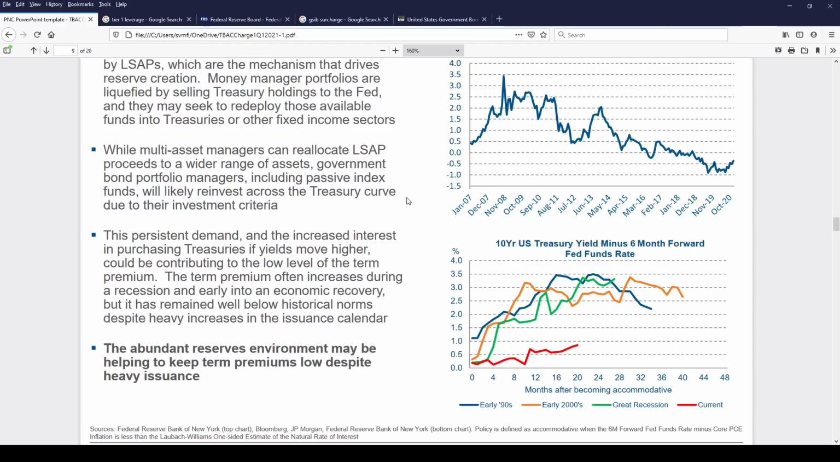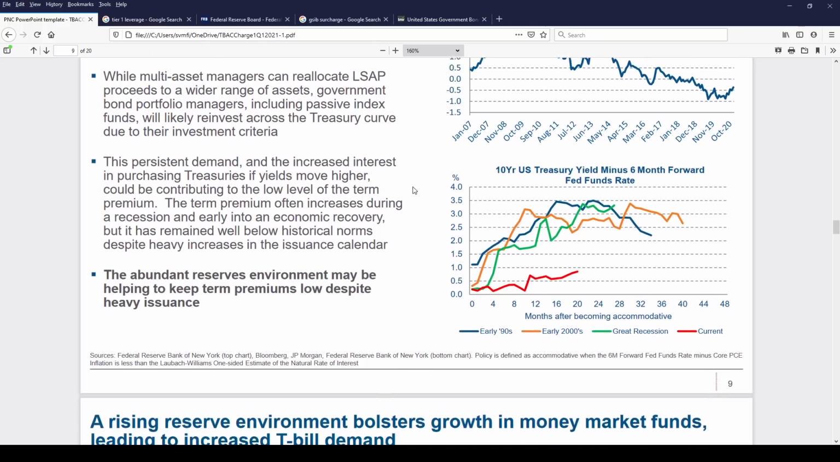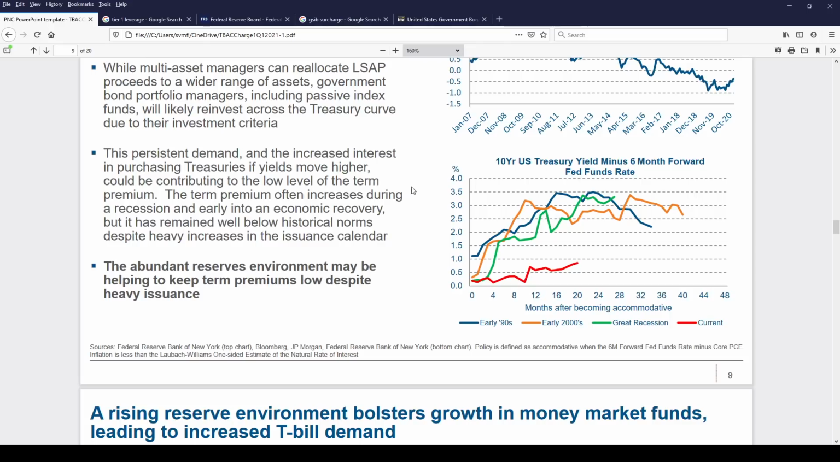So what you're seeing here is, due to all the demand at the short end of the curve, it's going to push people out to the long end of the curve. Hence why when the short end goes down, the long end of the curve follows. Not what the market thinks right now, which is that the long end is going to go up and the short end is going to stay low.